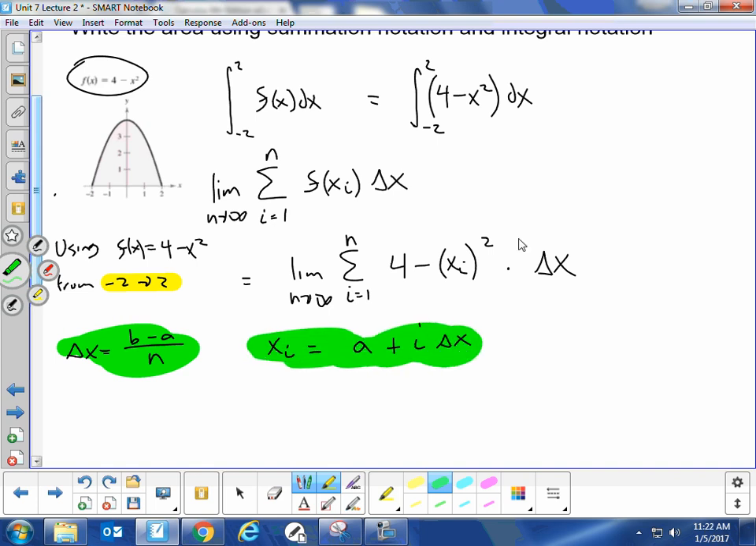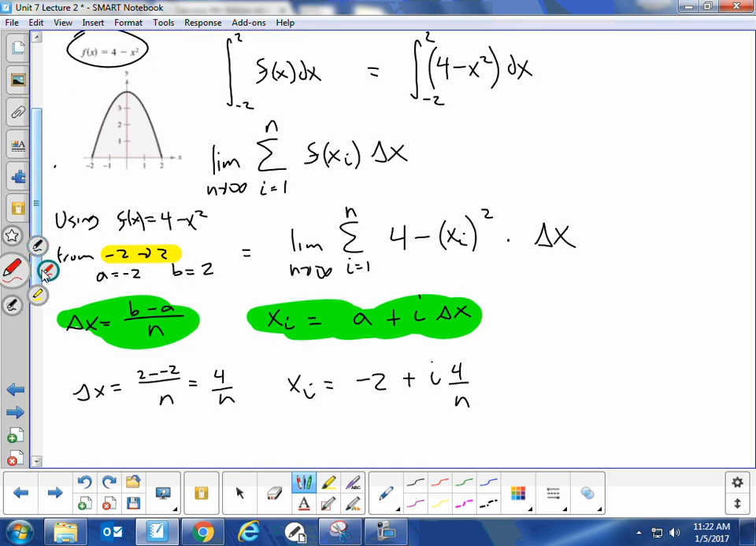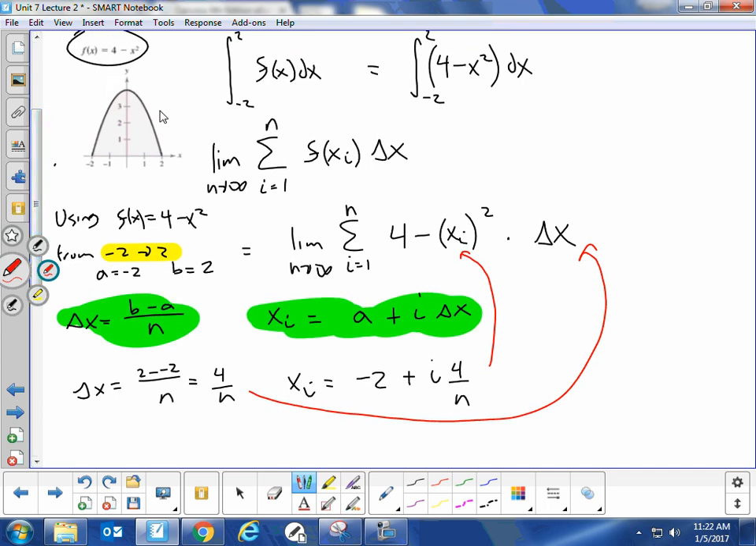Now, using a as -2 and b as 2, I can rewrite delta x as 2 minus -2 over n, or 4 over n, and xi can be written as -2 plus i times that delta x, which we wrote as 4 over n. We can take this information and substitute it here, and we will have the correct summation notation for the area under this function from -2 to 2. Let me show you what it would look like.